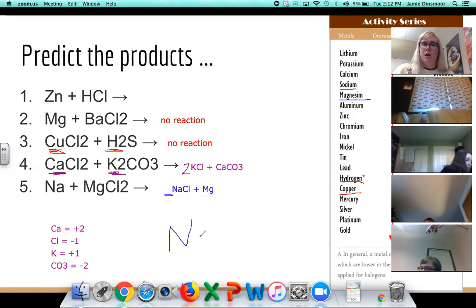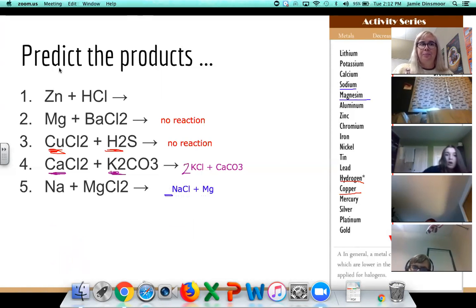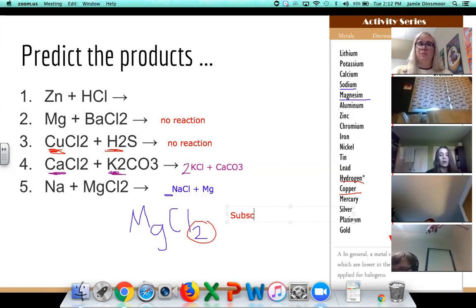So let's say we have MgCl2. You'll have to understand with my terrible art. Okay. So MgCl2, this number here, this is a subscript. This is telling you how many chlorines there are. Subscripts are when you do bonding. So your subscripts will tell you how many of each element you need to bond.